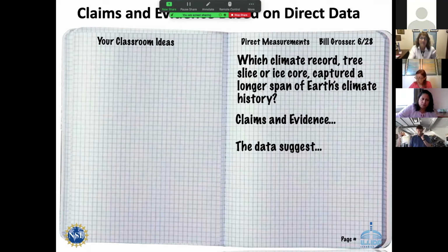So here's what I would like you to do: answer that question on the top. The question there is, which climate record, the tree slice or the ice core, captured a longer span of the Earth's climate history? In your notebooks, you should have how many years of data were in that tree ring that I had up there, where we had consensus. And you also have in your notebook how many years of data you counted in the ice core.